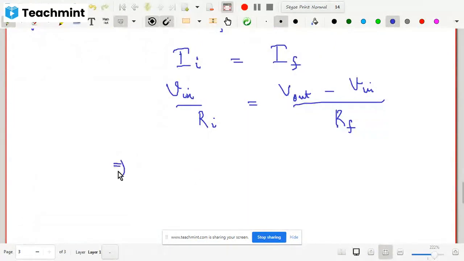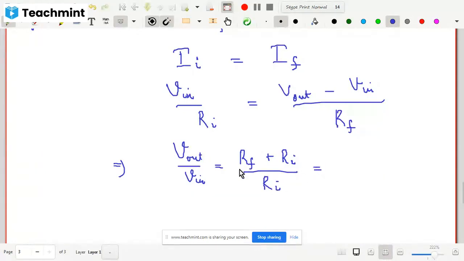So if you do the simplification, you will get V out divided by V in in terms of just these resistances RF and Ri. So this would be nothing but RF plus Ri divided by Ri. Now if you do further simplification, like you separate these terms, then it would be Ri by Ri, that is 1, plus RF by Ri. So you will get 1 plus RF by Ri. So this is the expression for gain.